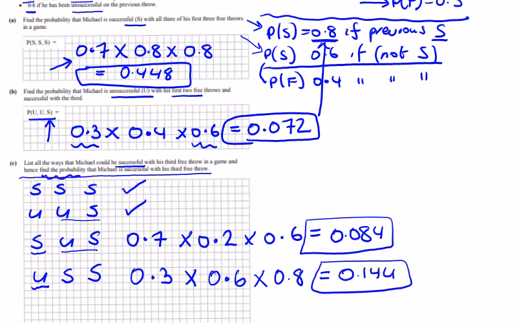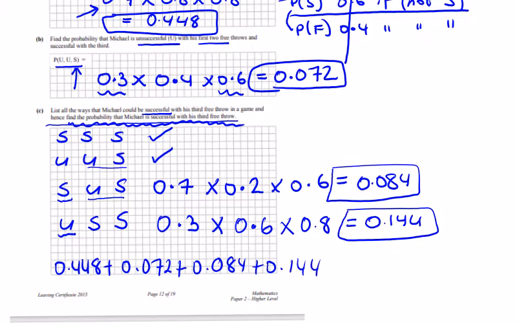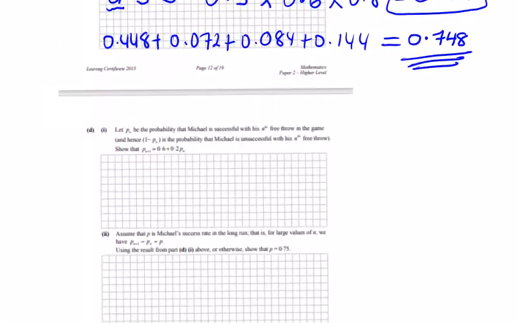So I think it says, and hence find the probability all along here. Find the probability Michael's successful with that third free throw. So you just have to add these numbers together. 0.448 plus 0.072 plus 0.084 plus 0.144. They all add up to 0.748. 74.8% chance if you were asked for percentage, but we're not here. Okay, on to the next part.